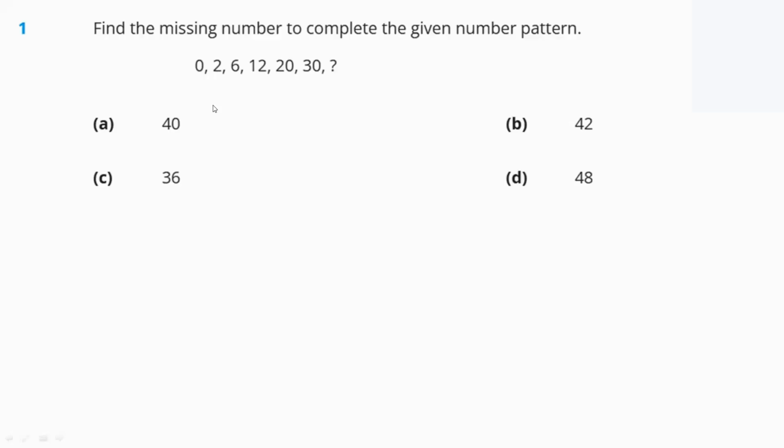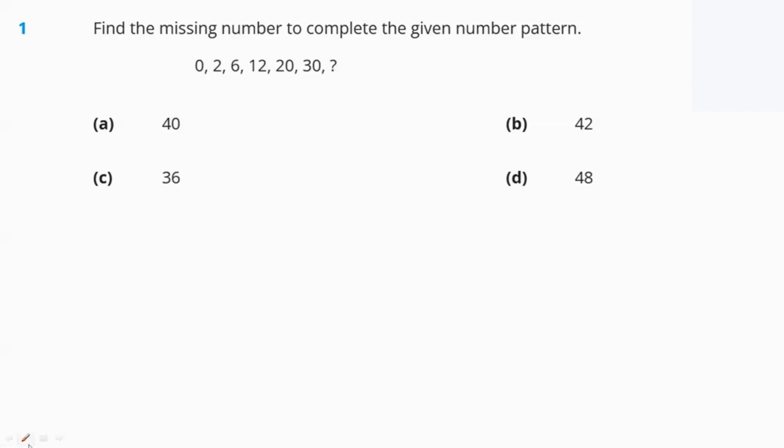Today we are going to discuss the NSO question paper 2022-23 of grade 7 science for all the NSO aspiring students. So I'm going to share my screen and let's go ahead with the discussion of the question paper. So the first question goes like this.